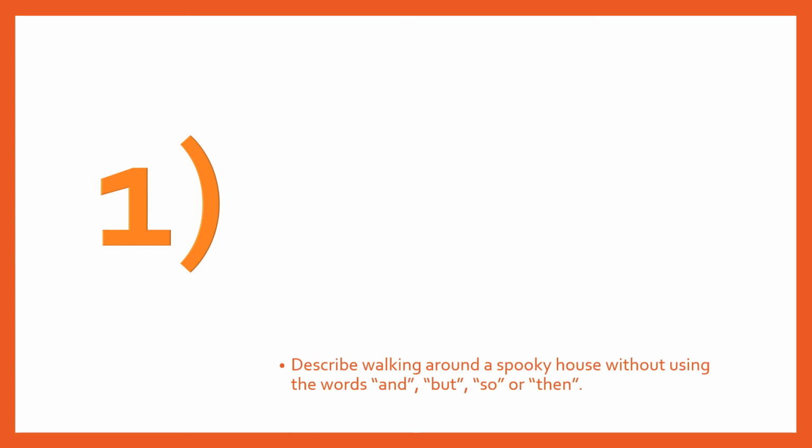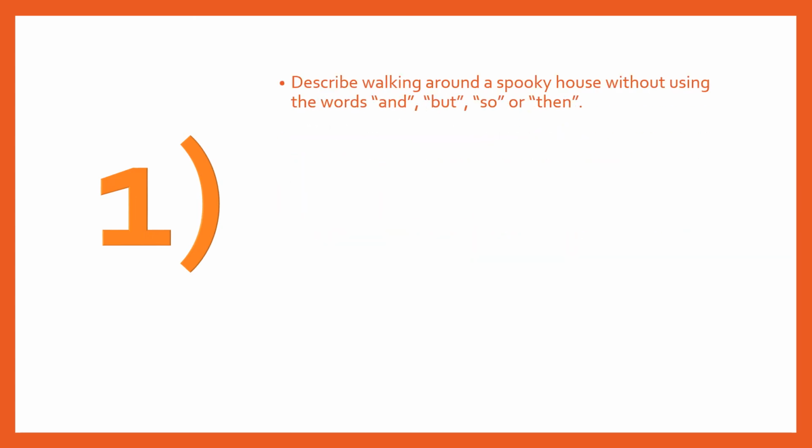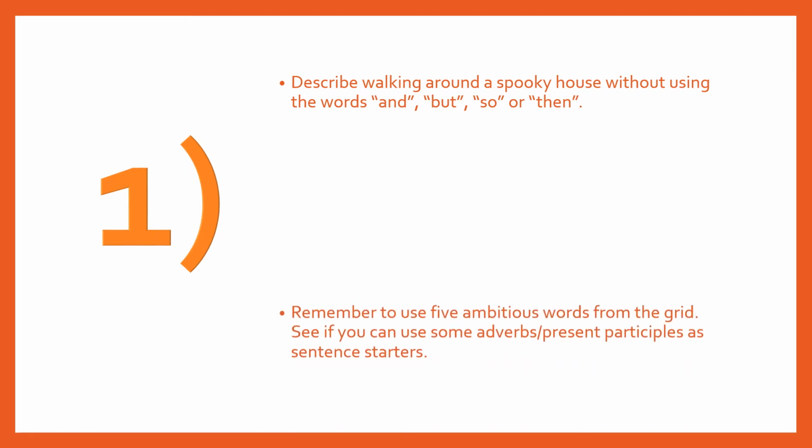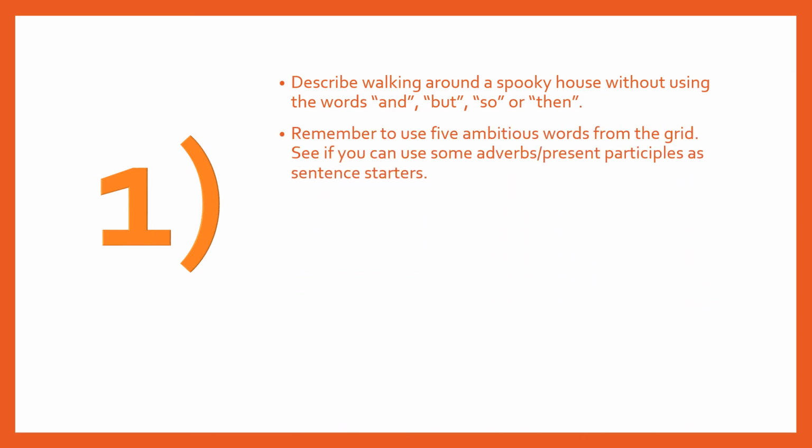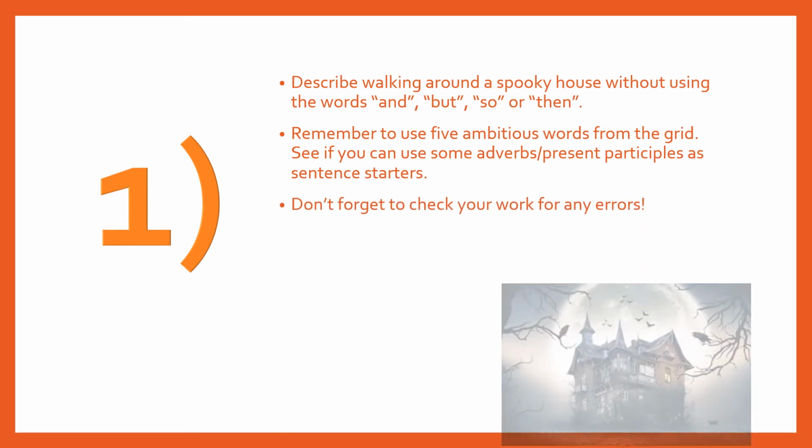Okay, number 1. Describe walking around a spooky house without using the words and, but, so, or then. This is really difficult, but it's a really good way to make your writing more interesting. Remember to use your 5 ambitious words and some adverbs and present participles if you can.